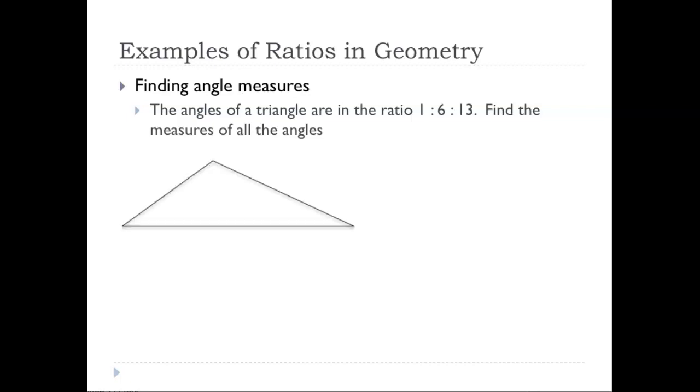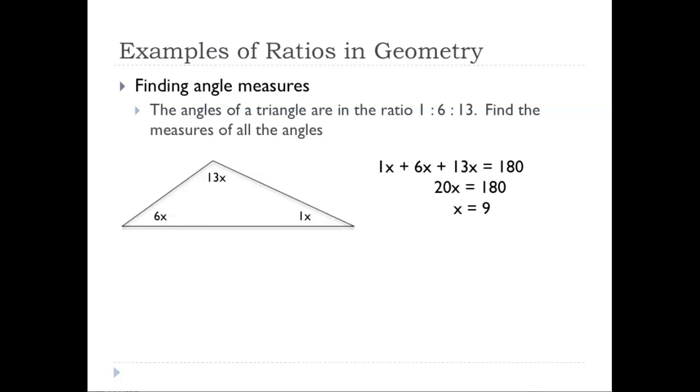So let's say you have a triangle here, 1x, 6x, and 13x. Because they're in that ratio 1 to 6 to 13, I can multiply each of those by some value x. Now I know that the sum of all of these should equal 180. So we have 1x plus 6x plus 13x equals 180. That gives me 20x equals 180, which means x equals 9.